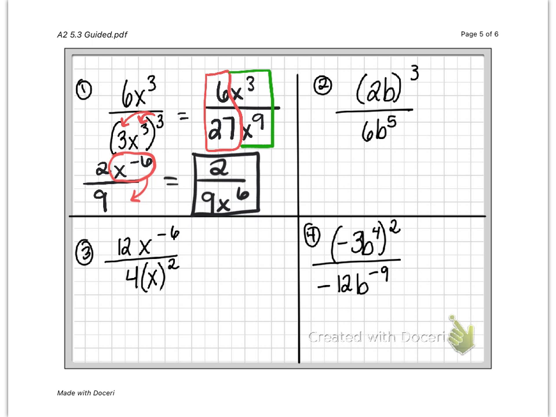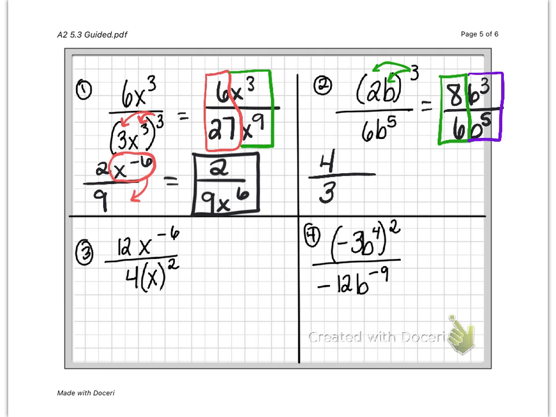All right, number 2, what's the first thing you should do? Yep, simplify the top. Give this 3 to both of the factors inside the parentheses. So we get 2 to the 3rd, which is 8, b to the 3rd, over 6b to the 5th. Then separate them. Simplify your constants, your coefficients. Both of these are divisible by 2, so I get 4 over 3. And then I can subtract, because my bases are the same.